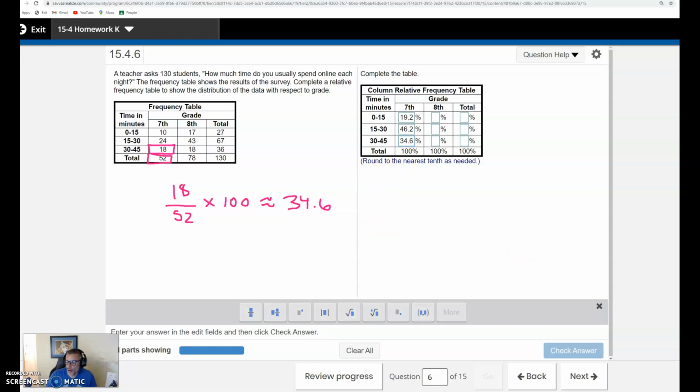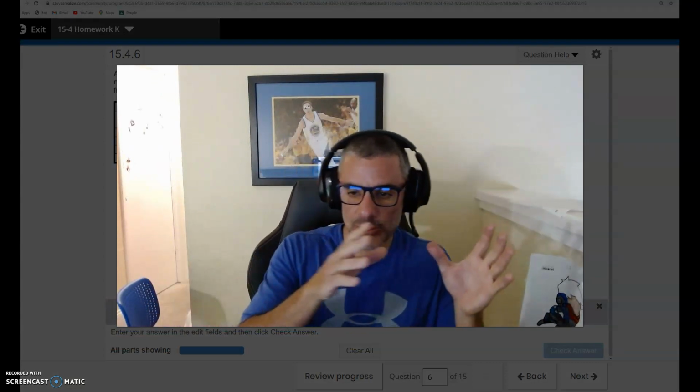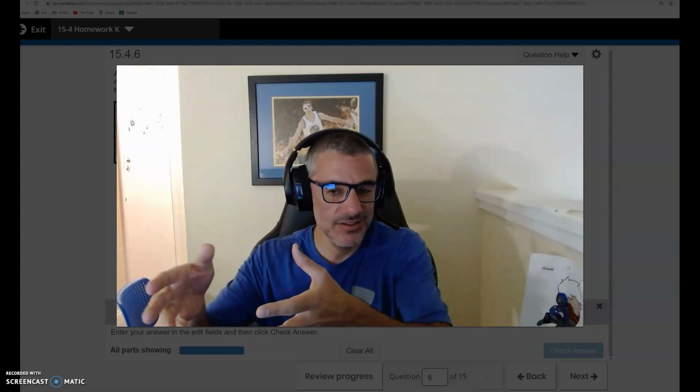Okay, so a relative frequency table looks at the numbers as percentages. And then you have to think, am I looking at the numbers as a percentage of the whole or as a percentage of some group, right? 7th graders within the whole, right? 7th graders are a group of students within the whole group.